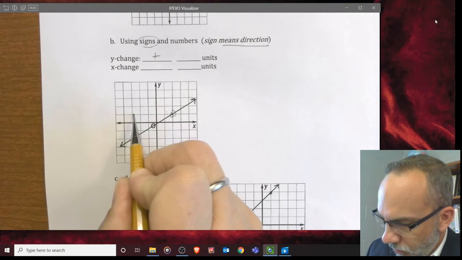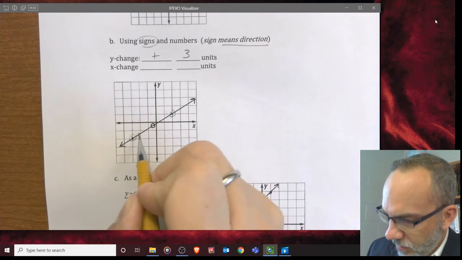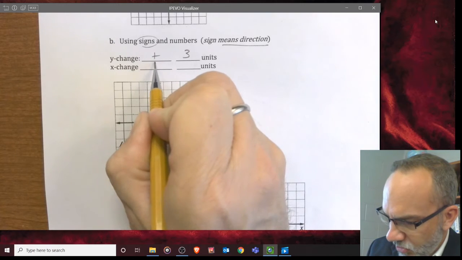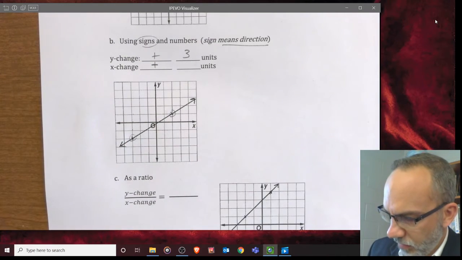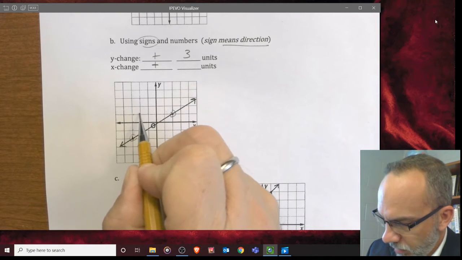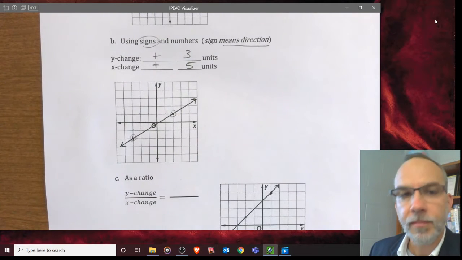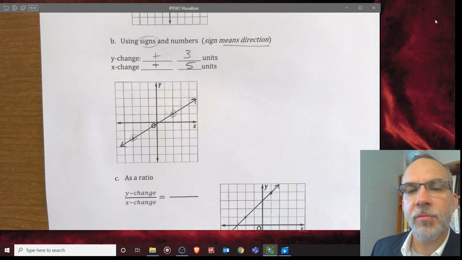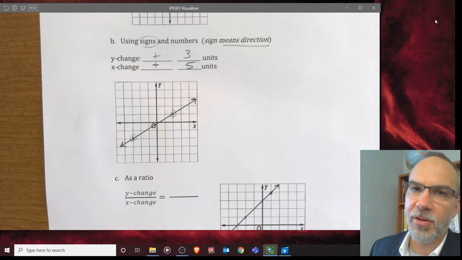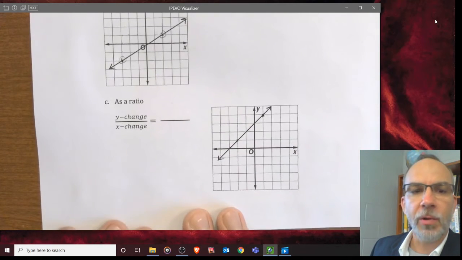And then how far up do I go? 1, 2, 3 units again. Up 3 units. And then I'm going to go to the right, which would be the sign on the x change. That would be the positive. 1, 2, whoops, hang on here, start at 0. 1, 2, 3, 4, 5. Right, 5 units. So it went positive 3 on the change for y, and then positive 5 on the change for x.